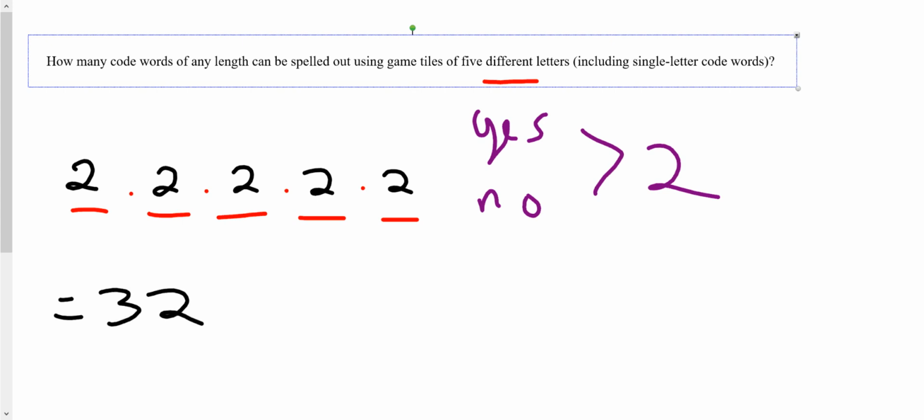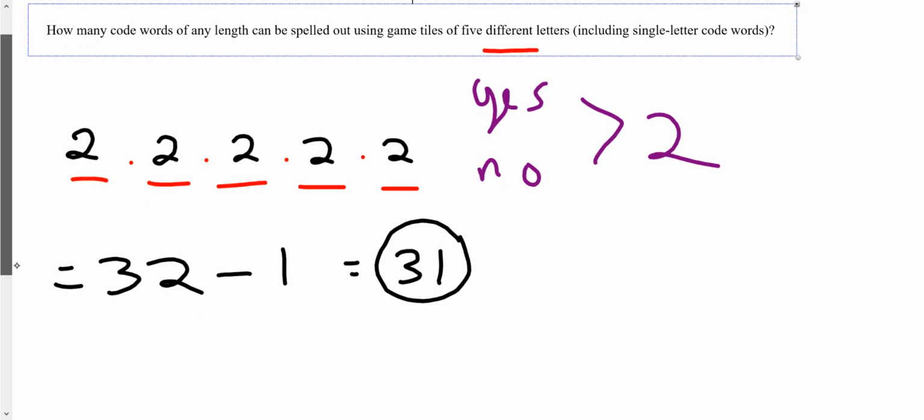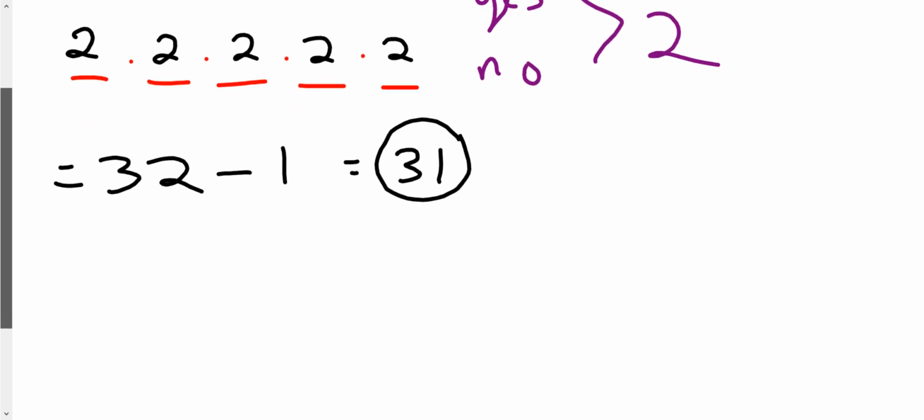But here's the problem. If we say no to all of them, there won't be a code at all. So what we have to do is subtract out that one time where we would say no to every single one of those. And so really we have 31 different possibilities there. Now the other way you can do this is you can use combinations.